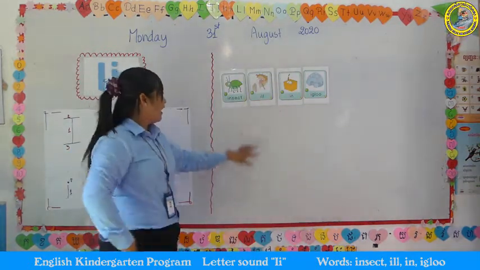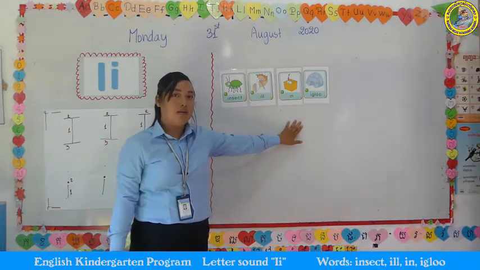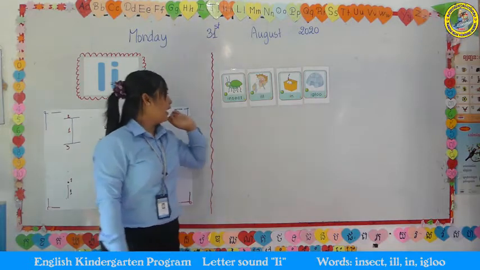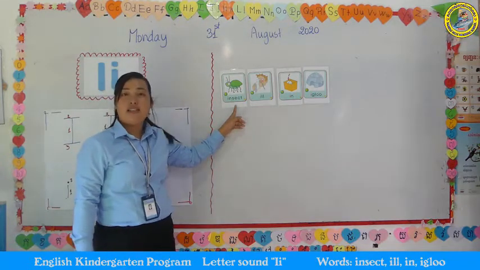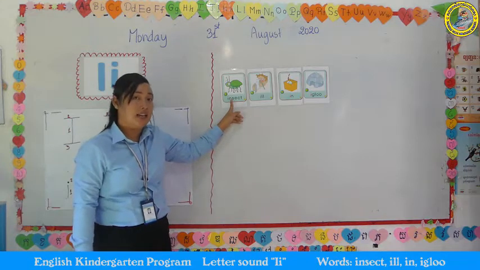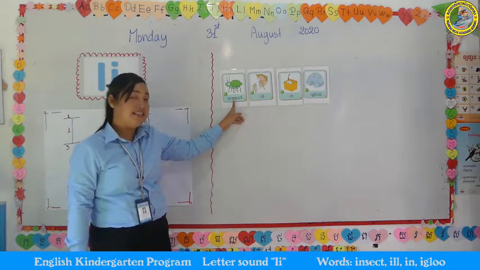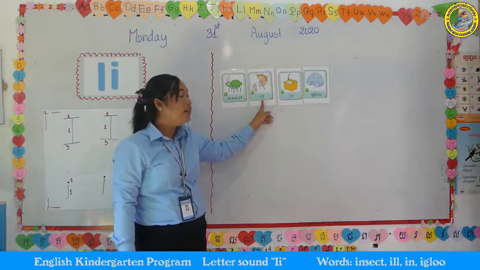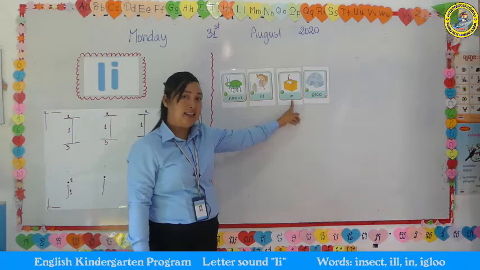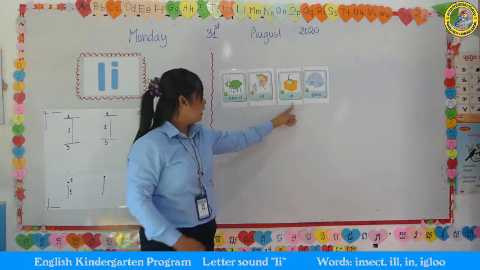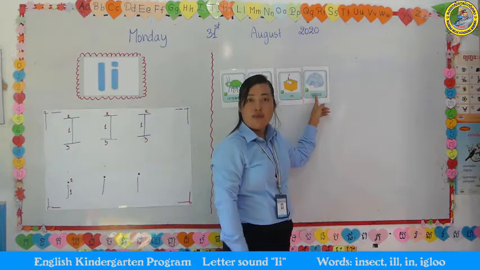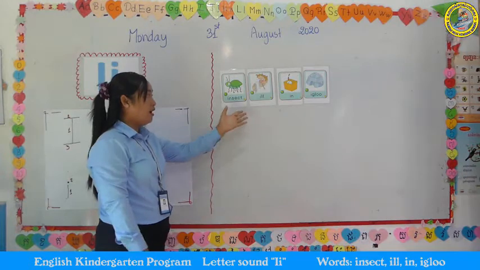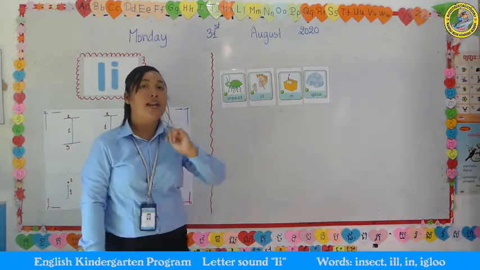Student, how many class cards are there on the board? One, two, three, four. Okay. Number 1, insect. Number 2, eel. Number 3, in. Number 4, igloo. Okay, and we already have the four words.